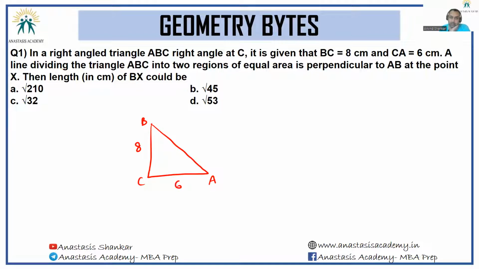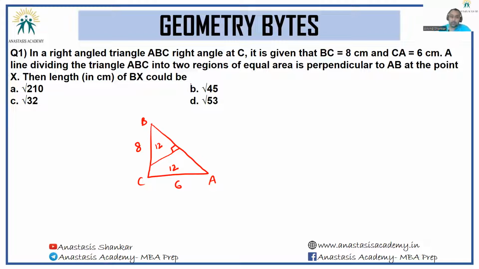A line dividing the triangle ABC into two regions of equal area is perpendicular to AB at point X. Let's say this was the line perpendicular. The area here and here is equal. And the area will be how much? 8 into 6, 48. So this is area 12. This is also area 12. Perpendicular at the point X. Then length in centimeter of BX could be.